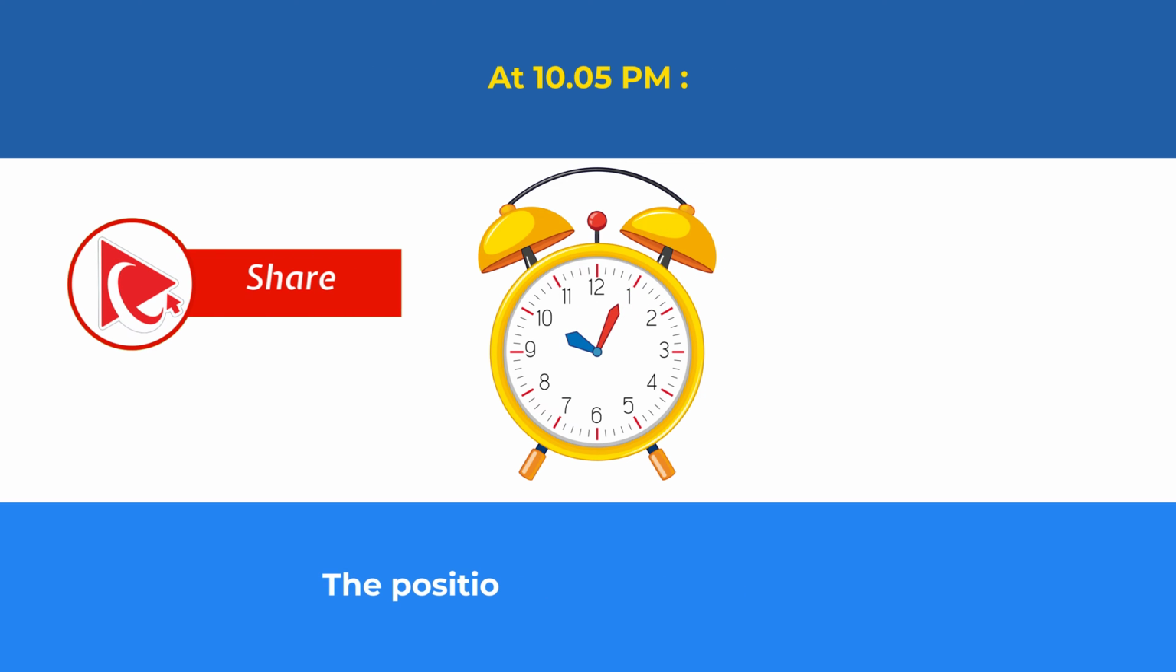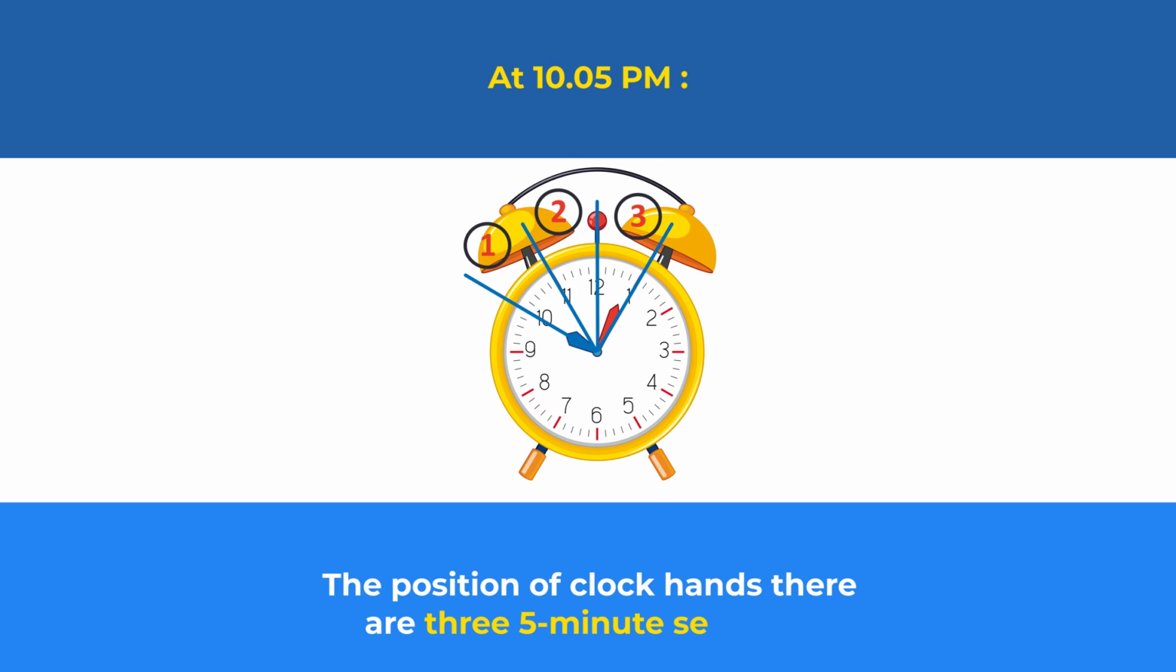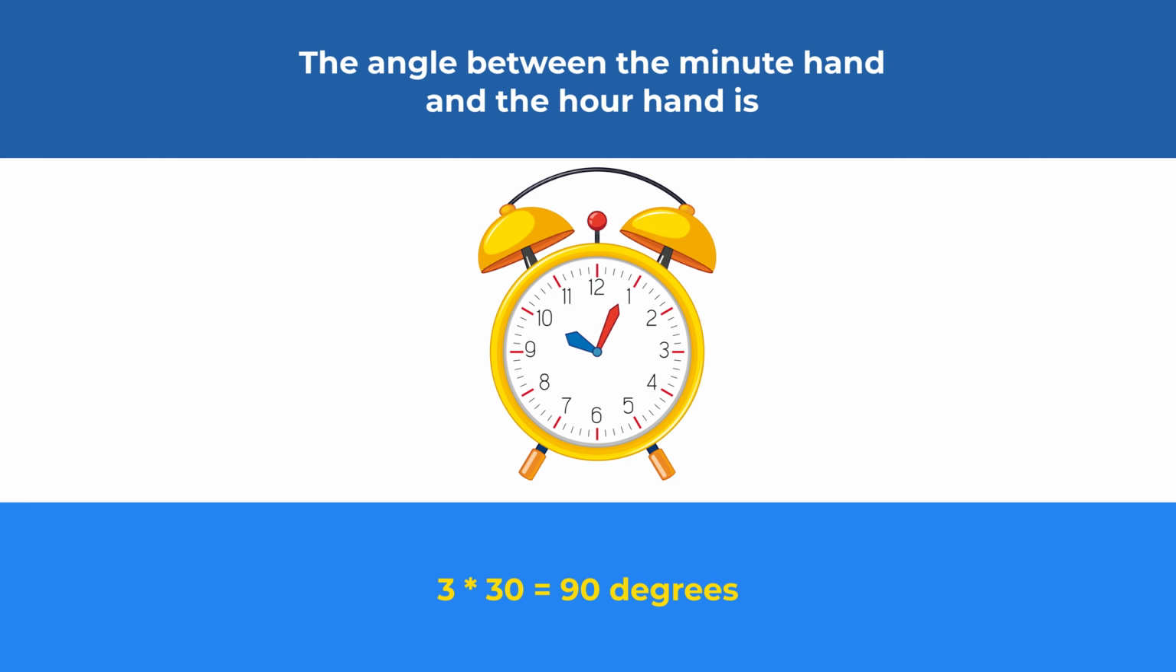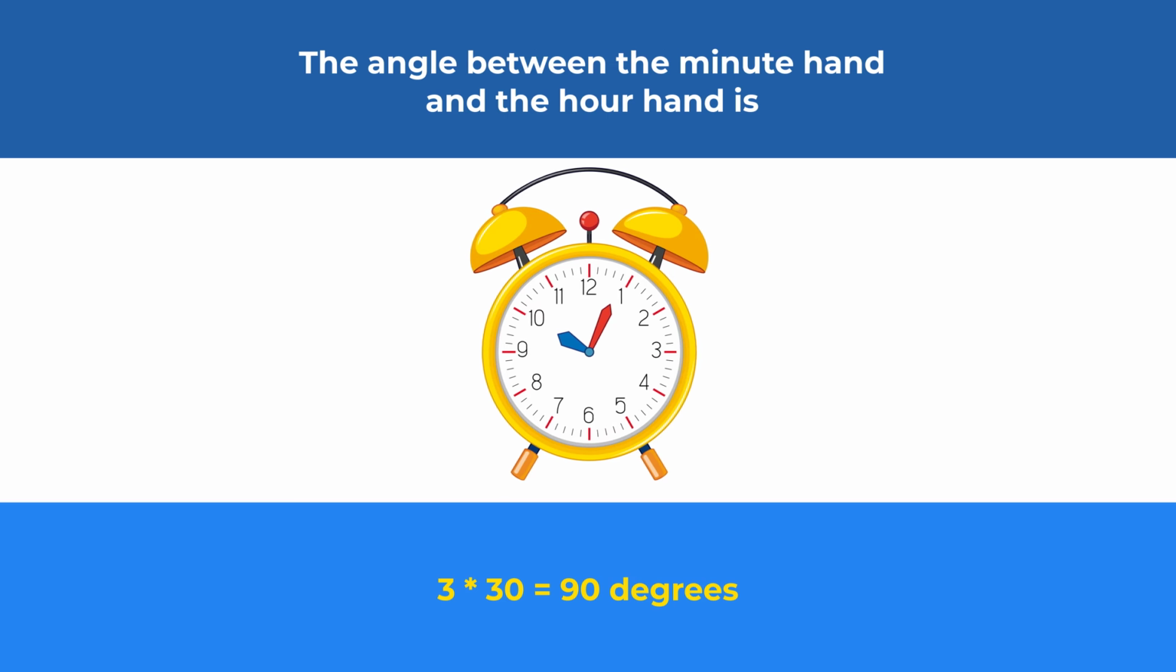At 10:05 p.m., there will be 3 5-minute sections between hands on the clock, so the angle between the minute hand and the hour hand on the clock will be 3 multiplied by 30, which would be equal to 90 degrees.